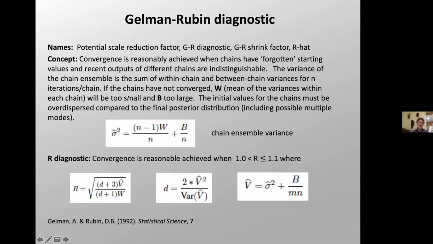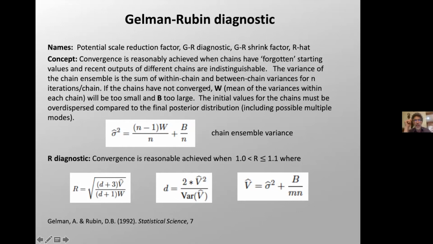The one that's most popular in astronomy and elsewhere as well is the Gelman-Rubin diagnostic. Gelman and Rubin are also very distinguished statisticians. They developed this in 1992 when the statisticians realized this is wonderful, but they needed a stopping rule. So now the rule has to do with the chains having forgotten their starting values, and the recent output of different chains being indistinguishable. So all the chains seem to have converged.